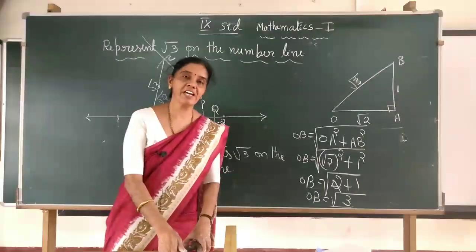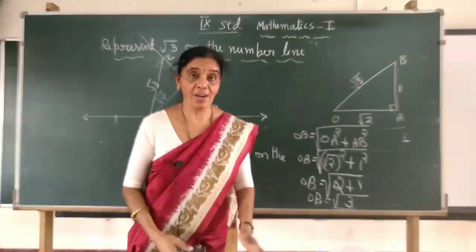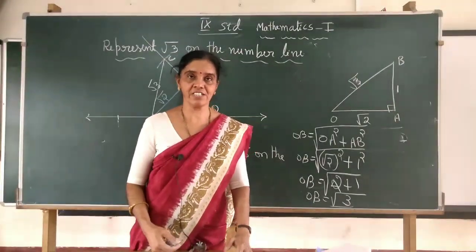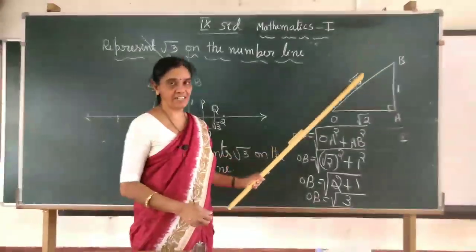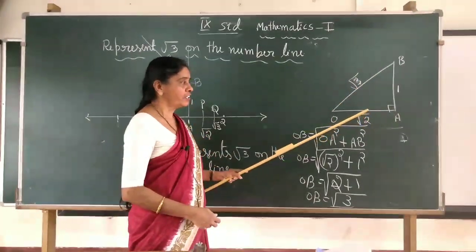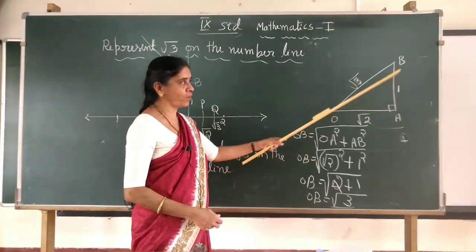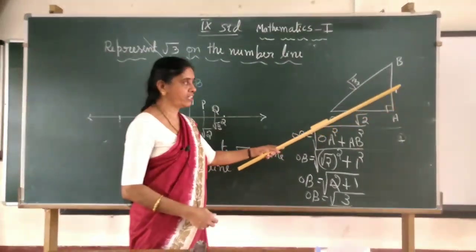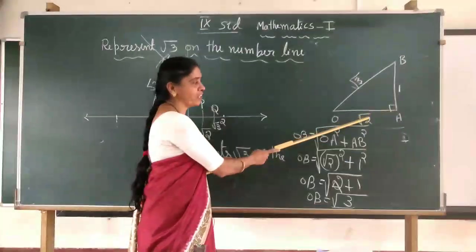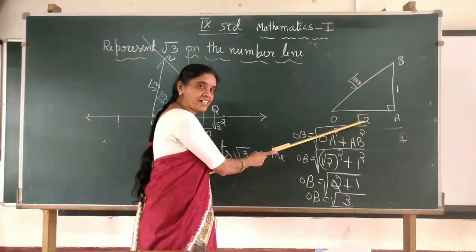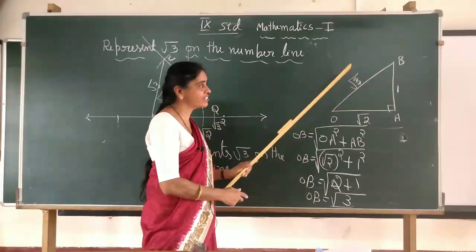In this way, you can represent square root 3, square root 5, square root 6, etc. What you need is, you have to draw one right angle triangle and there you have to take proper 2 sides. One side should be always 1 unit. And if you want to do square root 5, how much you have to take? Square root 4 you have to take. And 1 unit here, you will get square root 5.